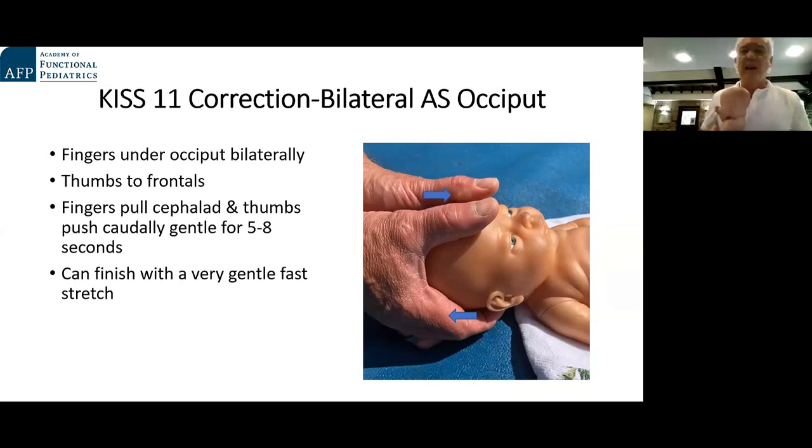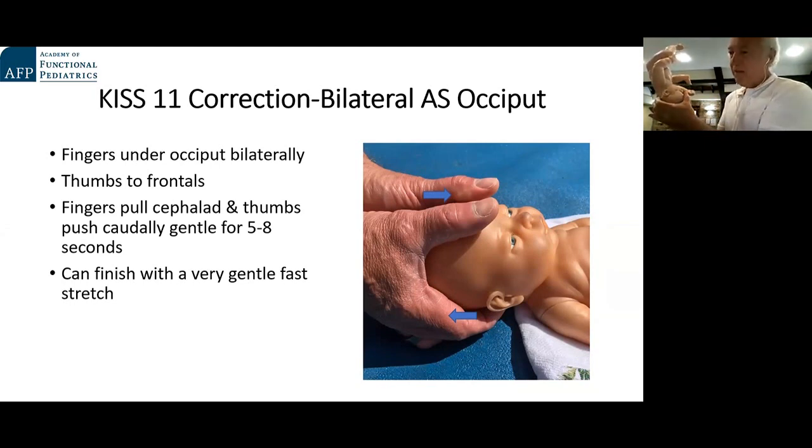Okay, it was a bilateral AS occiput. So what we want to do with that bilateral AS occiput is get a bilateral contact on the occiput. Okay, so fingers under the occiput as much as you can, thumbs up onto the forehead, and then we do a gentle traction with the fingers and with little pressure down with the thumbs. Again, guys, it's eyeball pressure, no more than eyeball pressure.